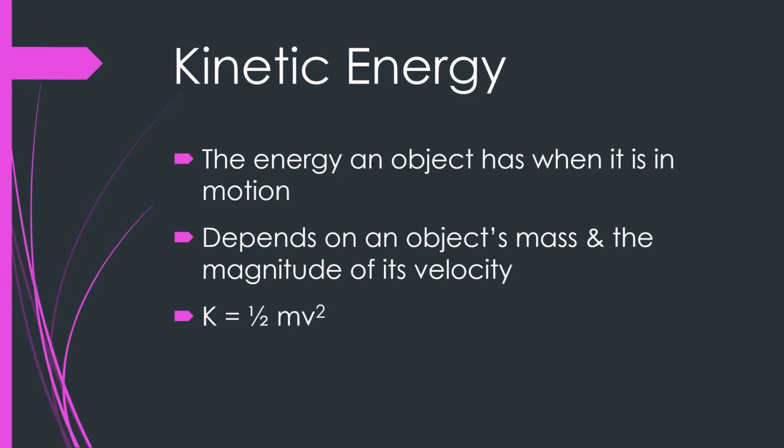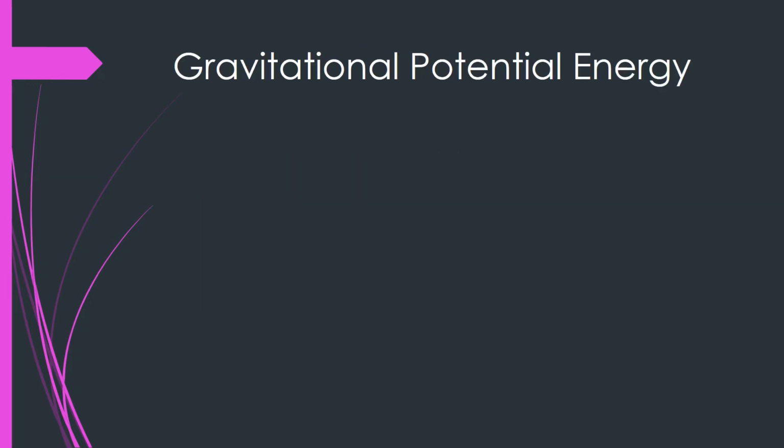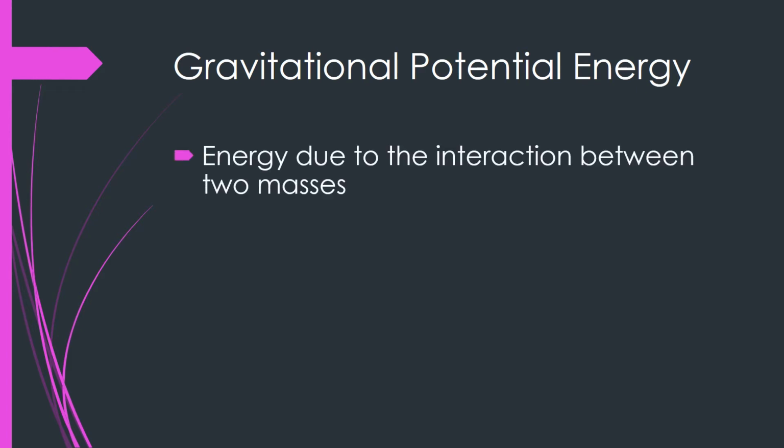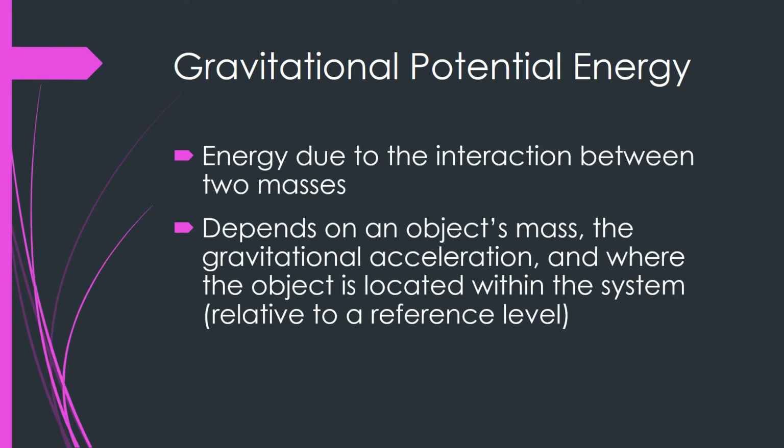Let's look at another type of energy, gravitational potential energy. This is the energy that an object has, or really a system has, due to the interaction between two masses. Typically, one of those masses is the Earth, or some other planet or large object. It depends on our object's mass, the gravitational acceleration, and where the object is located within the system relative to some reference level. Here's what I mean by that.